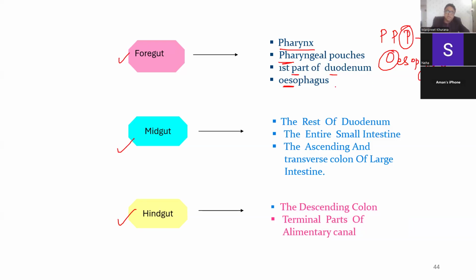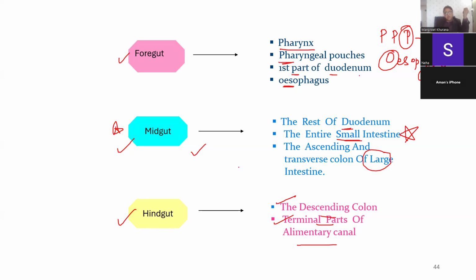Okay. Now we have the derivatives of foregut, then we have the derivatives of the midgut. Now midgut: the rest of the duodenum. So the first part of duodenum is foregut; the rest of the duodenum, the entire small intestine, and the ascending and transverse colon of the large intestine are midgut. So basically all the small intestine is derived from midgut. Hindgut: the descending colon and terminal parts of the alimentary canal. So all the rest, the lower part of the gut, is formed by hindgut. That is why it is known as hindgut. Mid is the middle part, foregut is the front part. So pharynx, pharyngeal pouches, first part of the duodenum, and esophagus are derived from foregut, right?